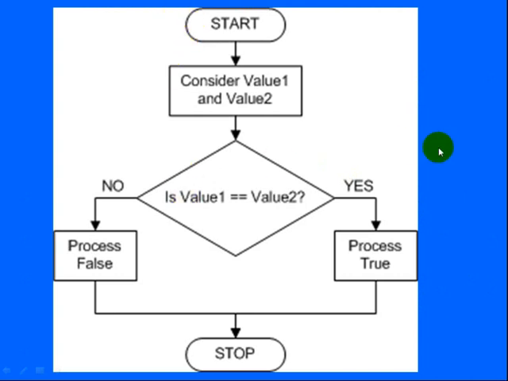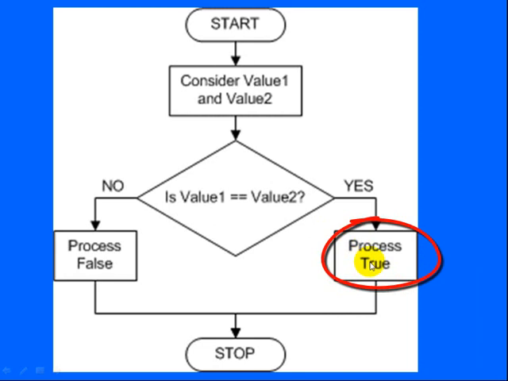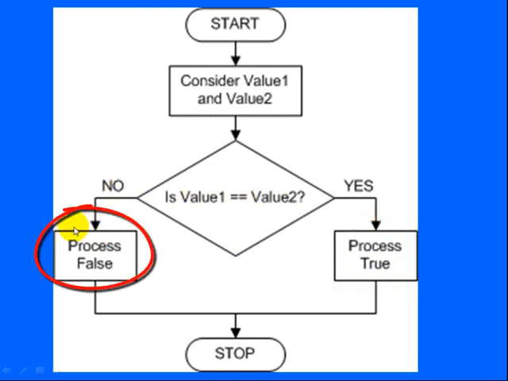We have a flowchart here. We are considering two values, that is value 1 and value 2. Now we are comparing whether they are equal to each other or not with the help of this equality operator. Now we have two options. They may evaluate to true, meaning both the values are equal to each other. Then this particular path is followed, and whatever instructions we enclose within this branch of the program will get executed. But if this expression gets false, meaning value 1 is not equal to value 2, then this particular branch is followed, and the instructions we enclose within this branch of the program get executed.